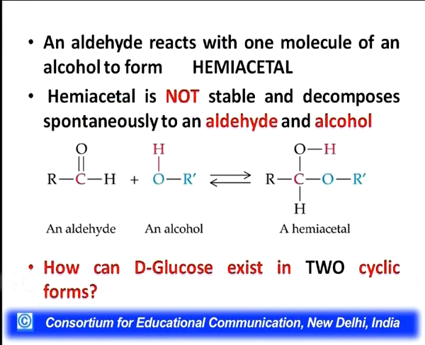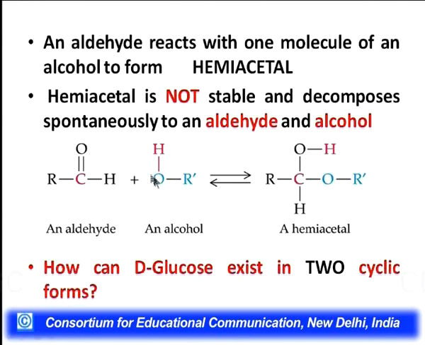We know that an aldehyde reacts with one molecule of alcohol to form a hemiacetal, and if we take the alcohol in excess, then it reacts with two molecules of alcohol to form an acetal molecule. The open chain hemiacetals are not stable and they decompose spontaneously to give us back an aldehyde and alcohol. So the reaction of an aldehyde with an alcohol is a nucleophilic addition reaction.